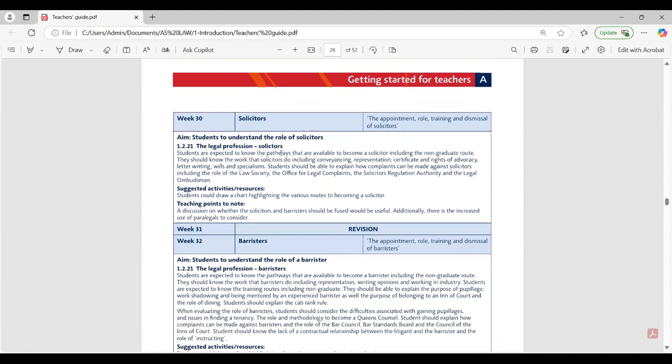And next we have the legal profession. You may know that the UK has two separate legal professions, namely solicitors and barristers. In addition, we have legal executives as well. You're going to learn the different roles of these professions and how you can become a solicitor or a barrister, and also about the ongoing debate as to whether these two professions should be fused or kept separate. So you have to comment on that as well.